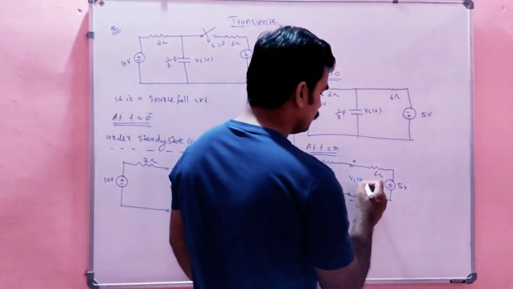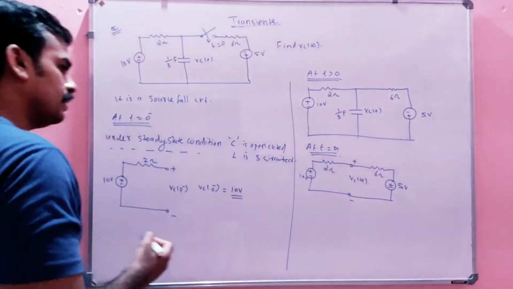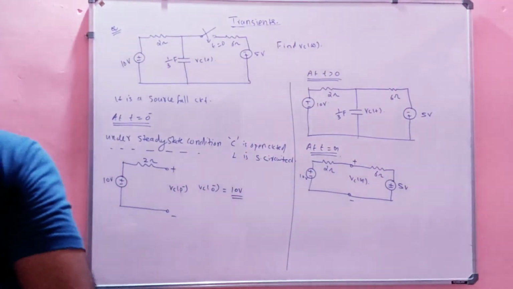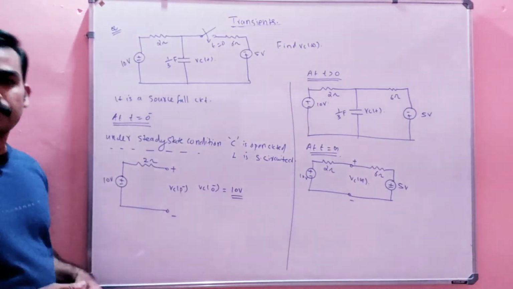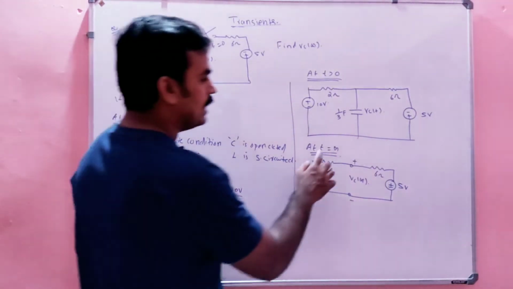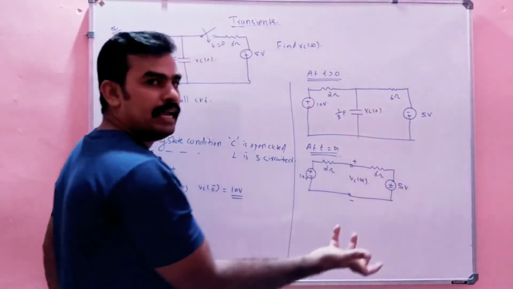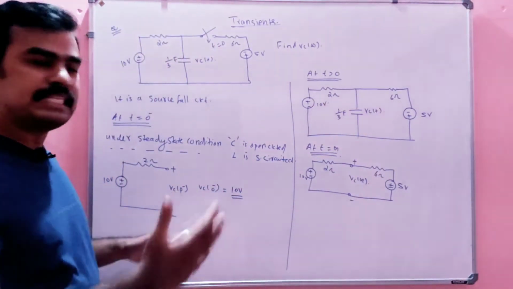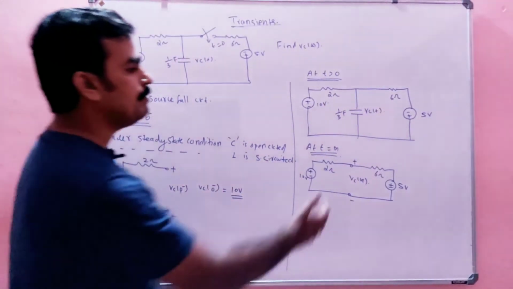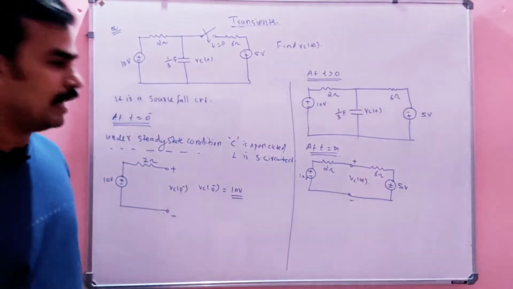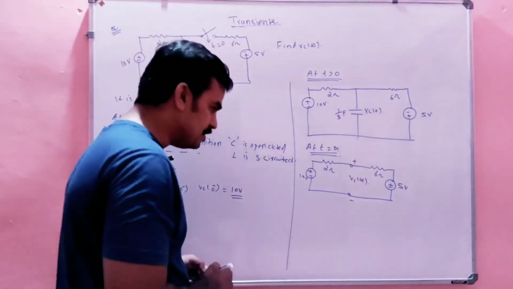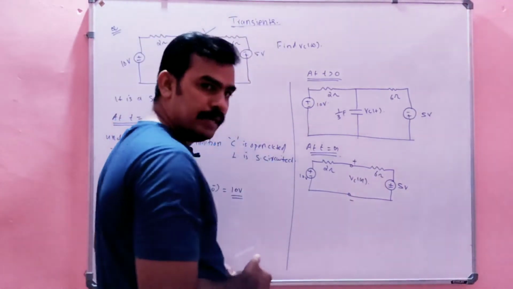And this will be Vc of infinity, correct? At t equal to infinity the capacitor will be open circuited again, because it is fully charged after a long time, and this voltage will be the Vc of infinity voltage, right? Then what is the value of Vc of infinity? Now we have to find this voltage, right?